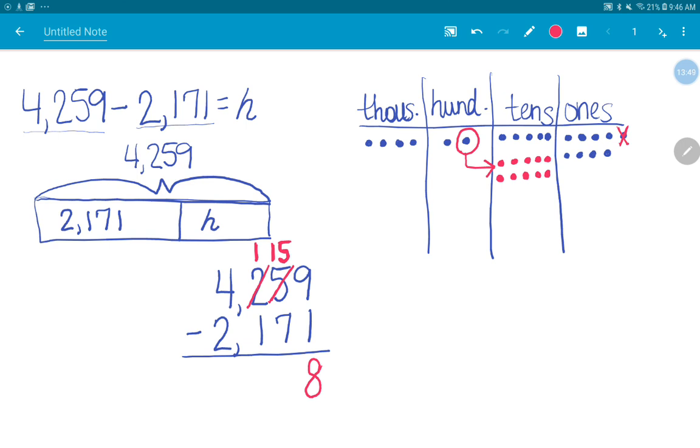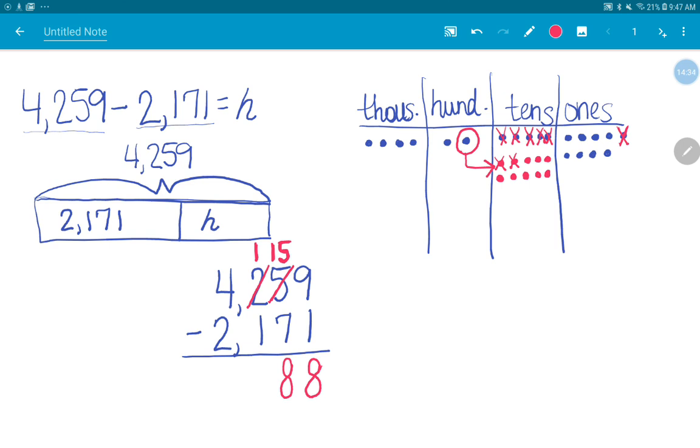Can I do that now? Yes. I have 15 tens and I need to take 7 of them away. So I'm going to cross out how many? 7. Does it matter which 7? No. 1, 2, 3, 4, 5, 6, 7. How many tens do I have left? 8. 15 minus 7 equals 8. I can count and see that I have 1, 2, 3, 4, 5, 6, 7, 8 left.